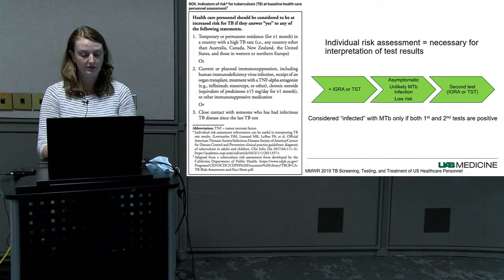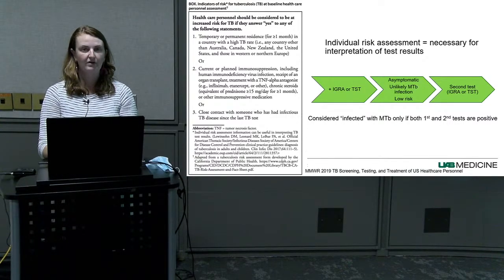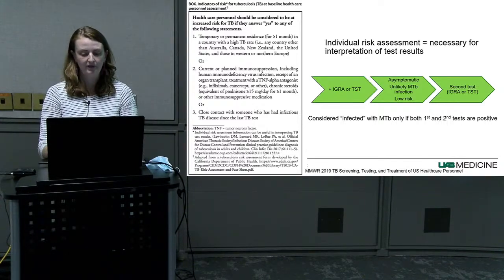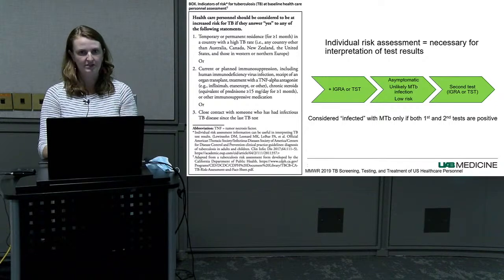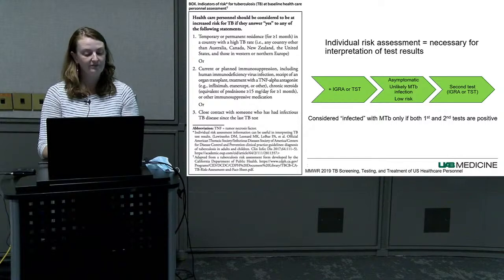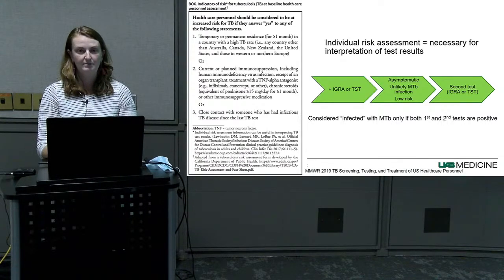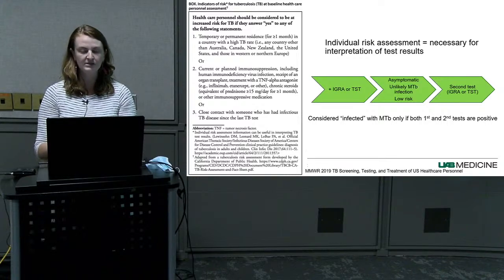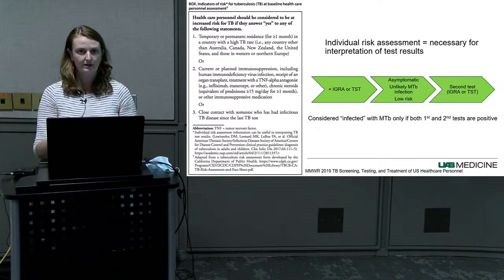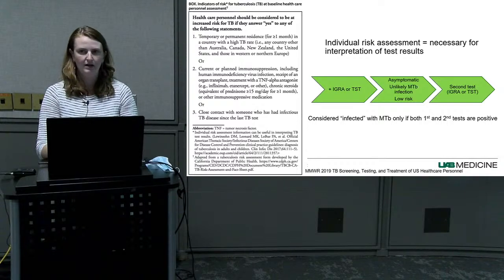So say you have an employee who has a positive test, but they are asymptomatic, felt unlikely to have active tuberculosis infection, and considered low risk based on this individual risk assessment. They would then recommend you get a second test, and only if that second test is positive would they be considered, and I put it in quotes, infected with tuberculosis or considered to have latent TB. And at that point, discussion and consideration for treatment would be recommended. So all of this is pretty algorithmic. It can all be found on the CDC's website, as well as in your employee health records and documentation.